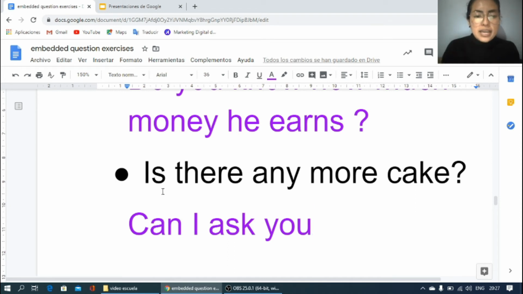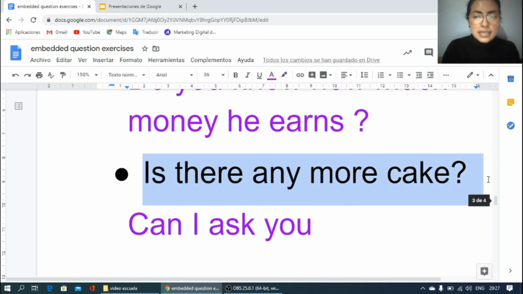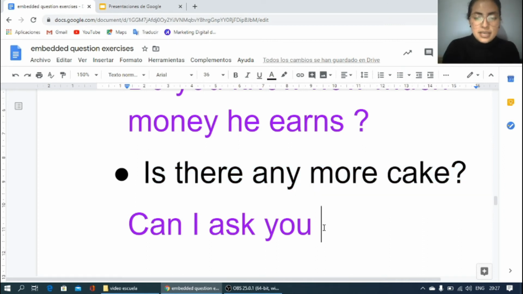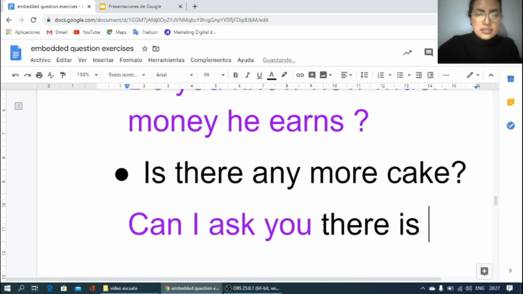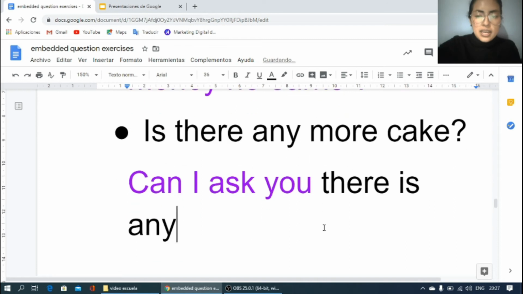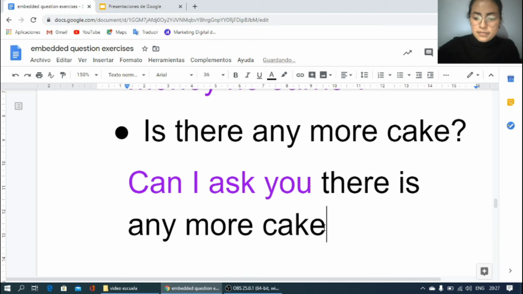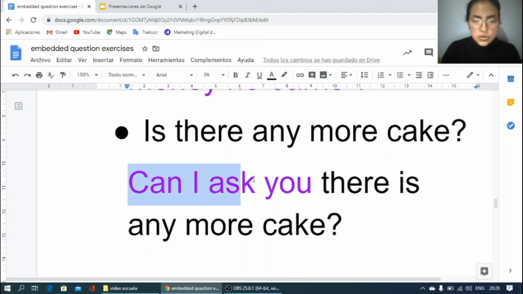Now, I have to write the same but like a sentence. In this case, "there is," and you have to write the same, "any more cake?" And the question mark. And that is all. Okay. Because in this case, you have to put the question mark because we are using the introduction question. Okay.